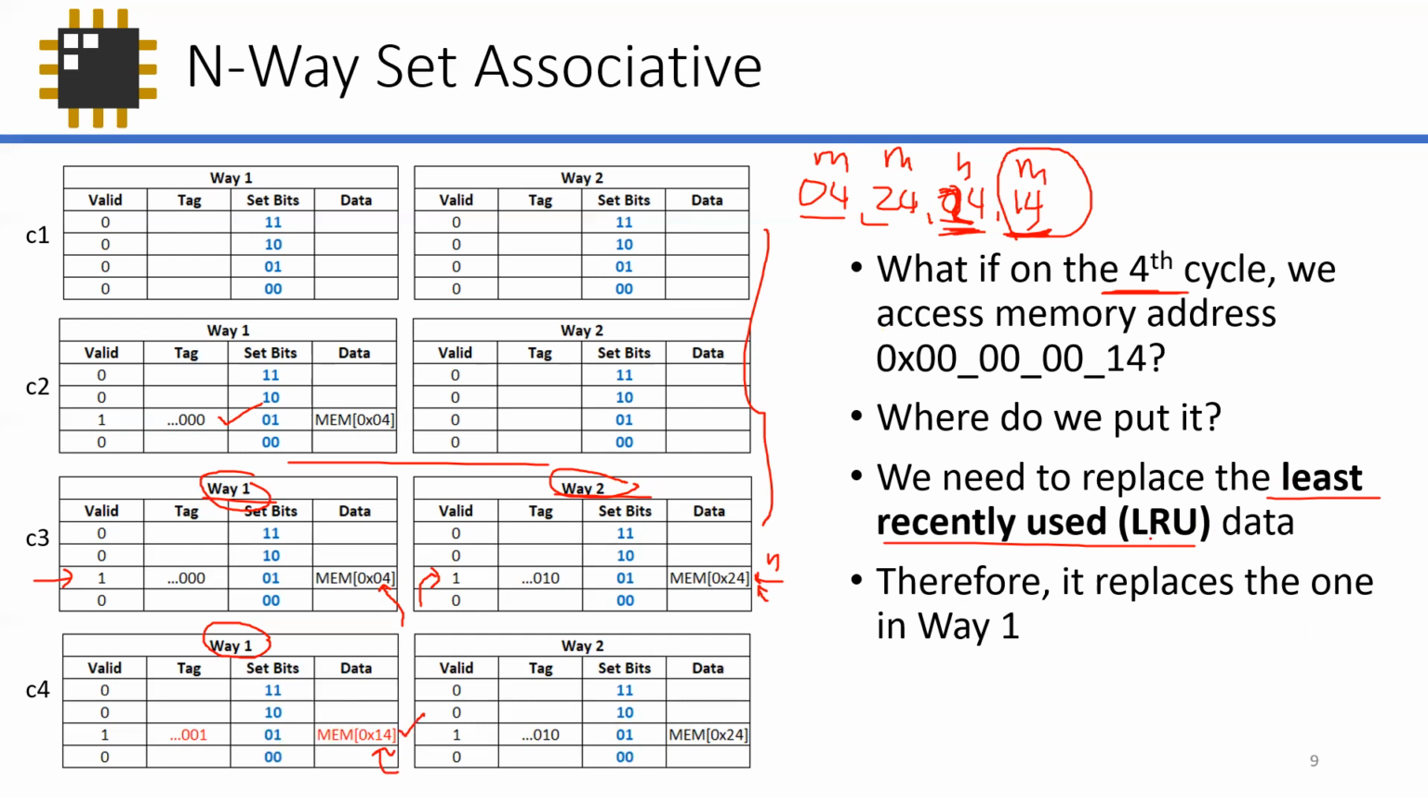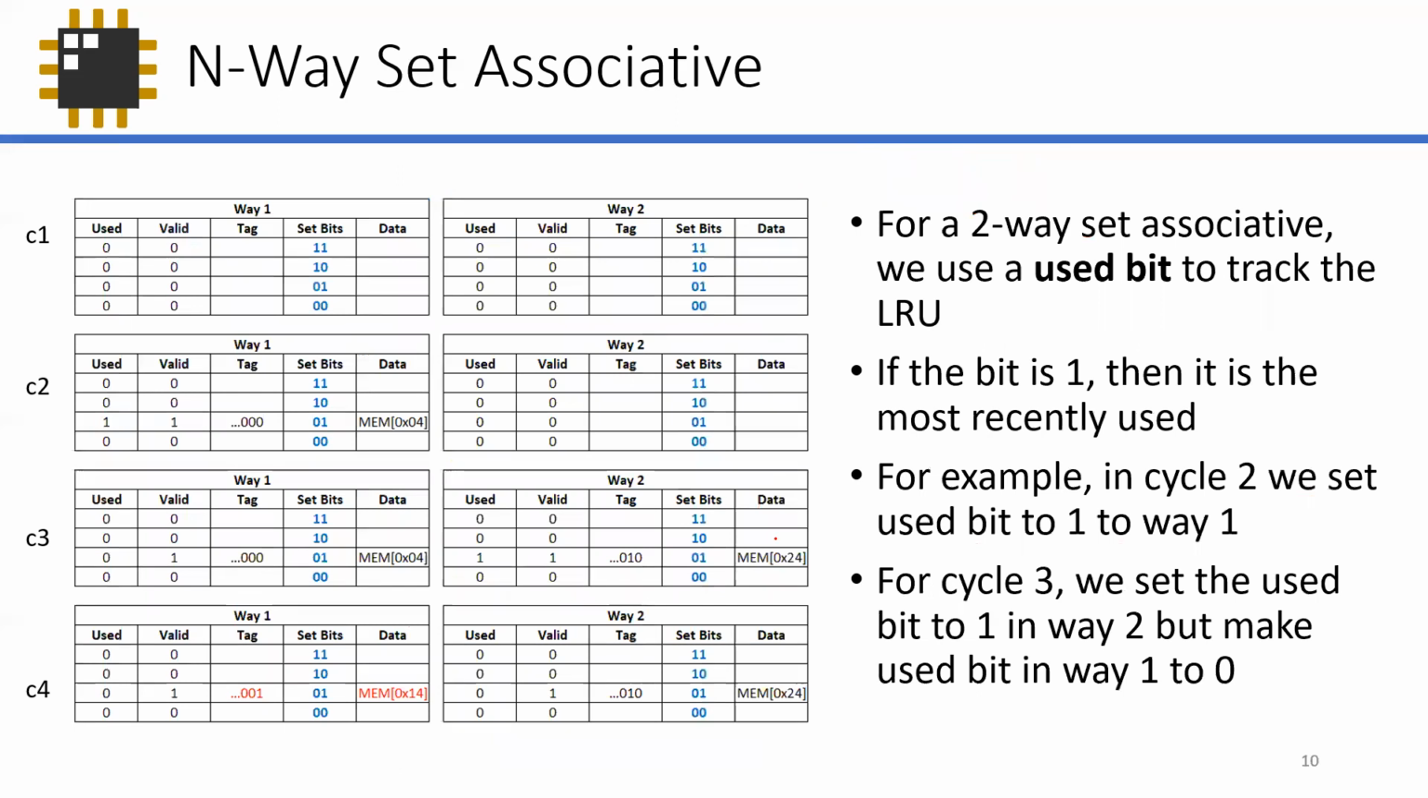So the idea is very simple. Just replace the one that has been least recently used. Okay. So what we do here is that we use a two-way set associativity. Okay. And then the thing is that again 0, 4, 2, 4, 2, 4, right? And then 1, 4. Okay.